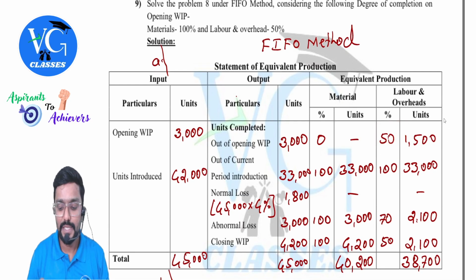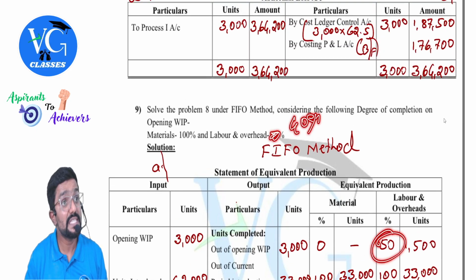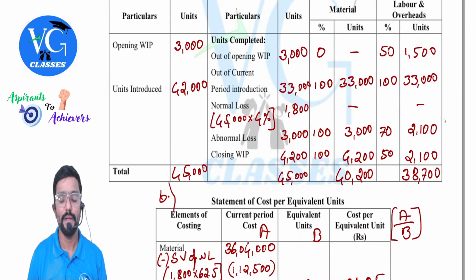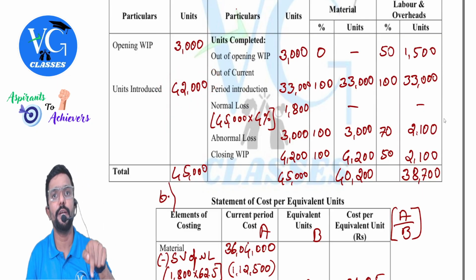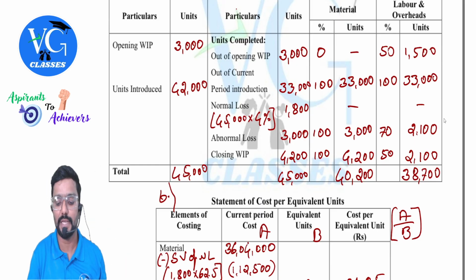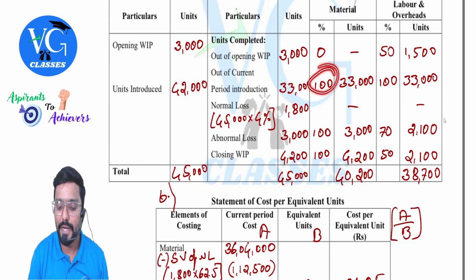Hope you're understanding. Sir, what if this was 40%? Should I take 40 or 60 here? 60. Remaining work. Then out of current period introduction, how much have I produced out of this? 33. When did I start working on this? Current period. When did I complete? Current period. That means 100% work I have done in the current period itself.